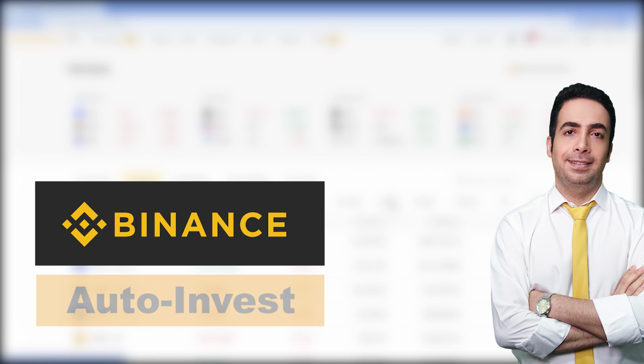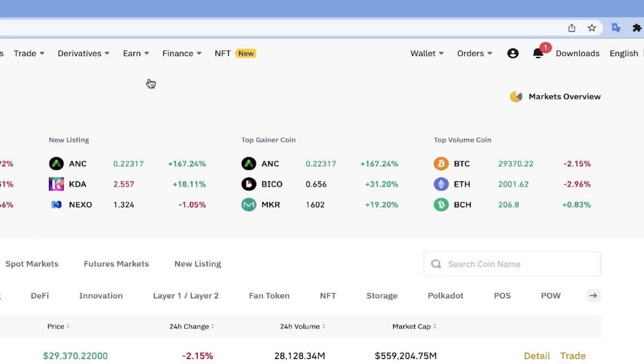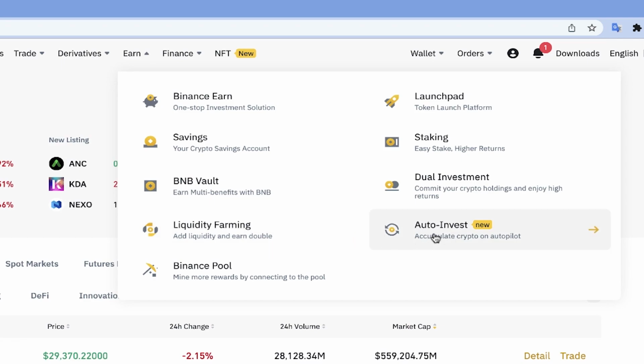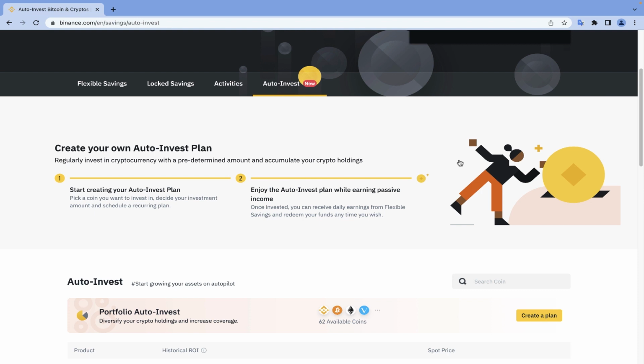Soil here, and today I want to talk about Binance Auto Invest, which is a new added feature to the Binance platform, and you can find it here in the Earn submenu, Auto Invest. With the help of Binance Auto Invest, you can automatically invest in your desired crypto assets and also automatically earn passive income on your crypto holdings.